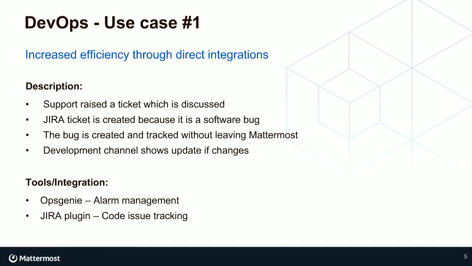So in this case, we create a JIRA ticket because it's a software bug. The bug is created and tracked without leaving Mattermost, and then the development channel shows updates if there are changes, because it's kind of a role feature as well. So we have different channels for different purposes. And I use a thing called Opsgenie, which is a cool alarm management tool. So I can easily create an alarm, and then I can track that down in JIRA.